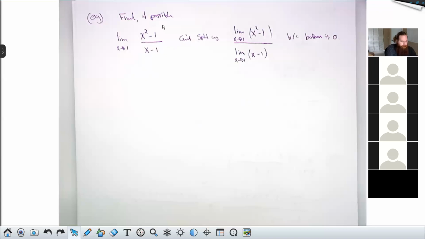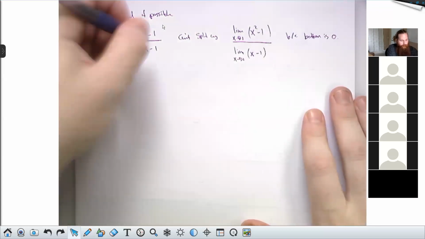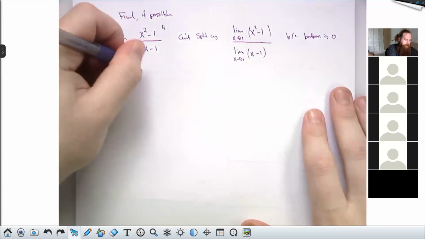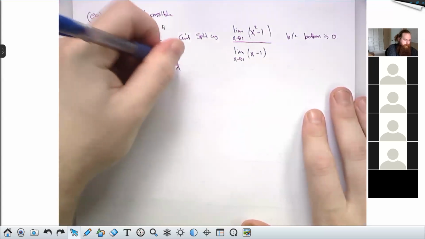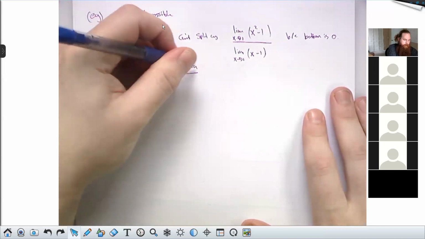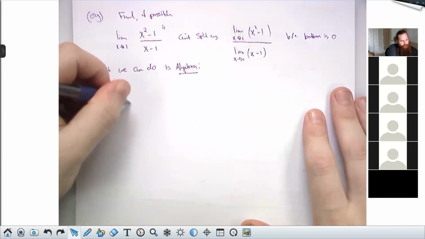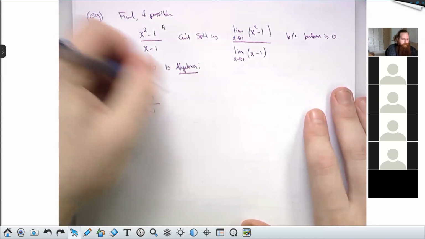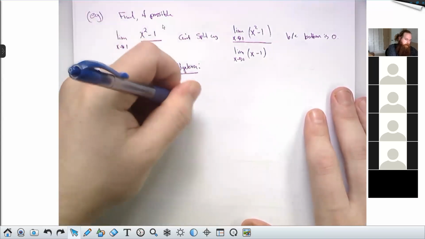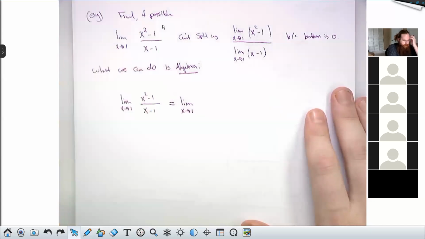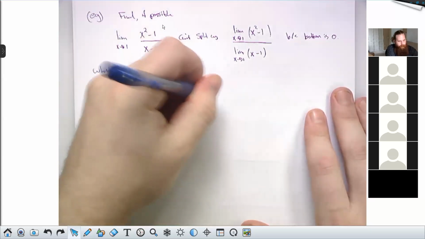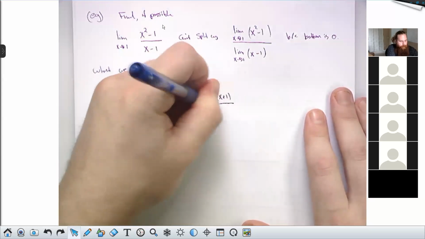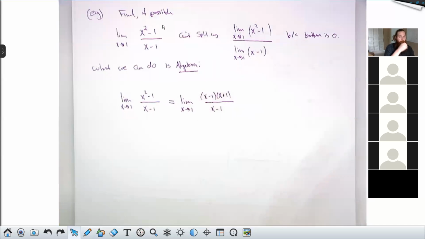But what we can do, and without looking at the graph, what we can do is algebra. The limit as x approaches 1 of x squared minus 1 over x minus 1, whatever else you want to say about it, it's definitely equal to the limit as x approaches 1 of x minus 1 times x plus 1 over x minus 1, because that's how the top factors. This function is literally equal to this function for all real numbers x.